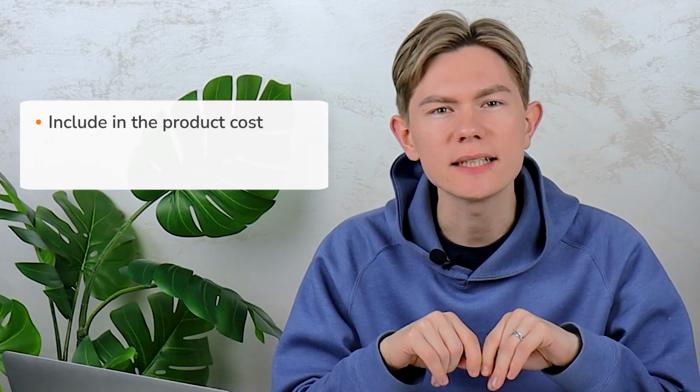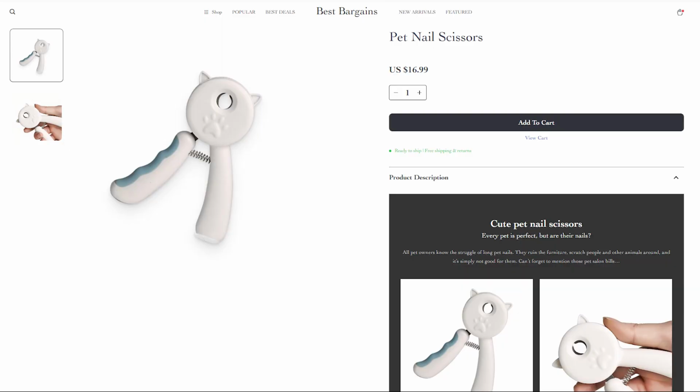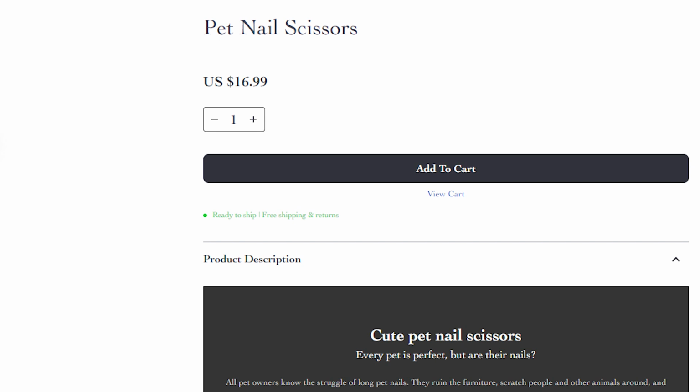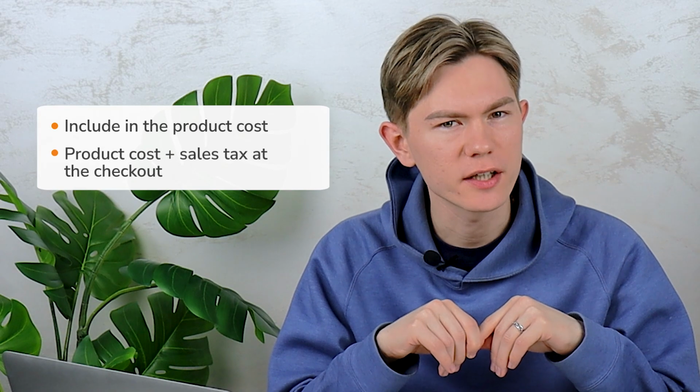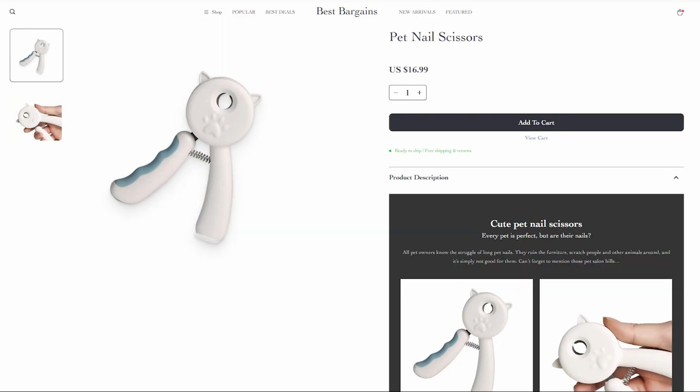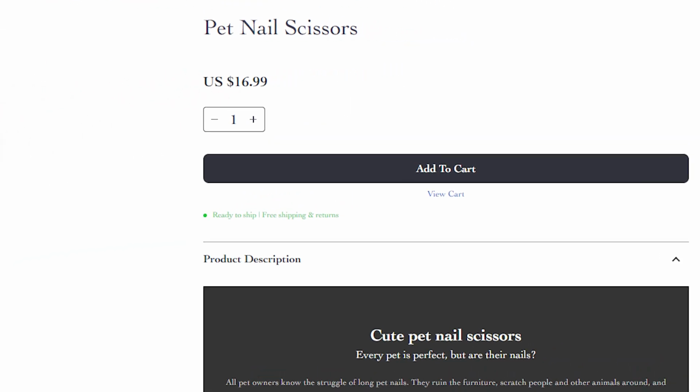You can include the sales tax in the product cost. Therefore, your potential customers will see a total product price without any additional notes. Or you divide the product cost and sales tax. In this case, your customers will see that they paid the sales tax each time they make a purchase.